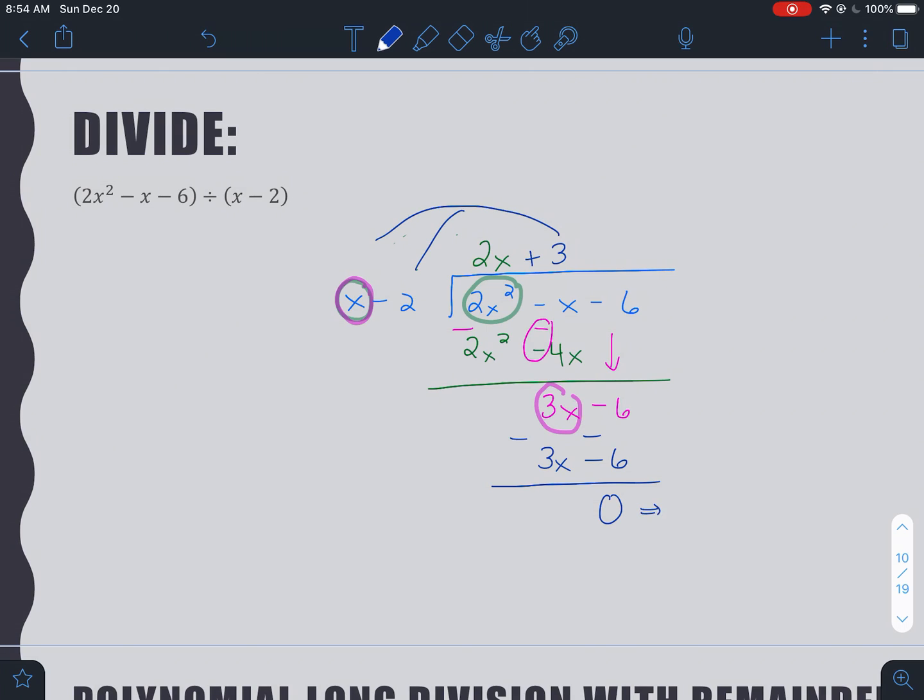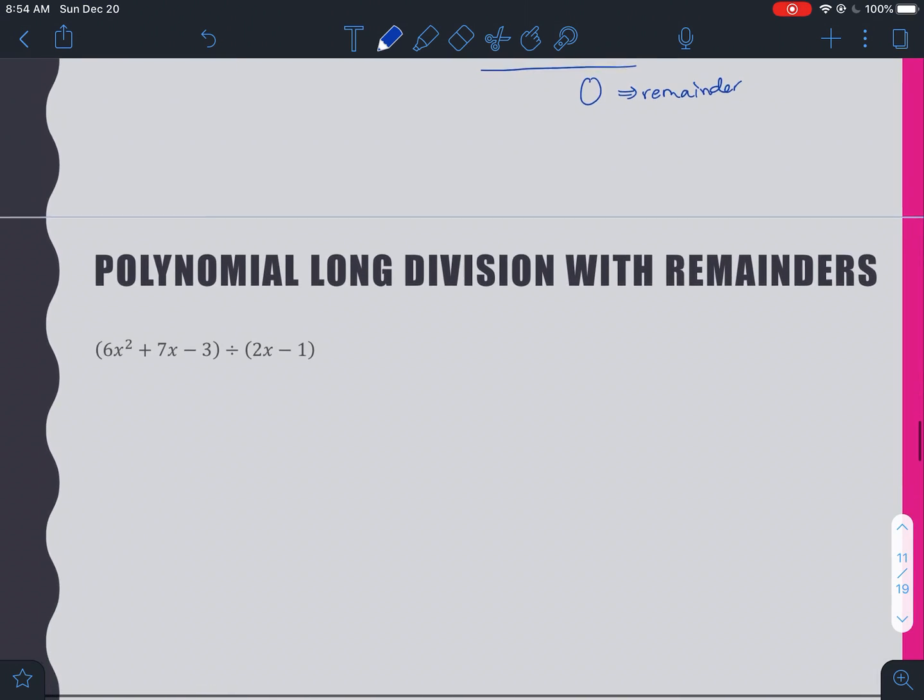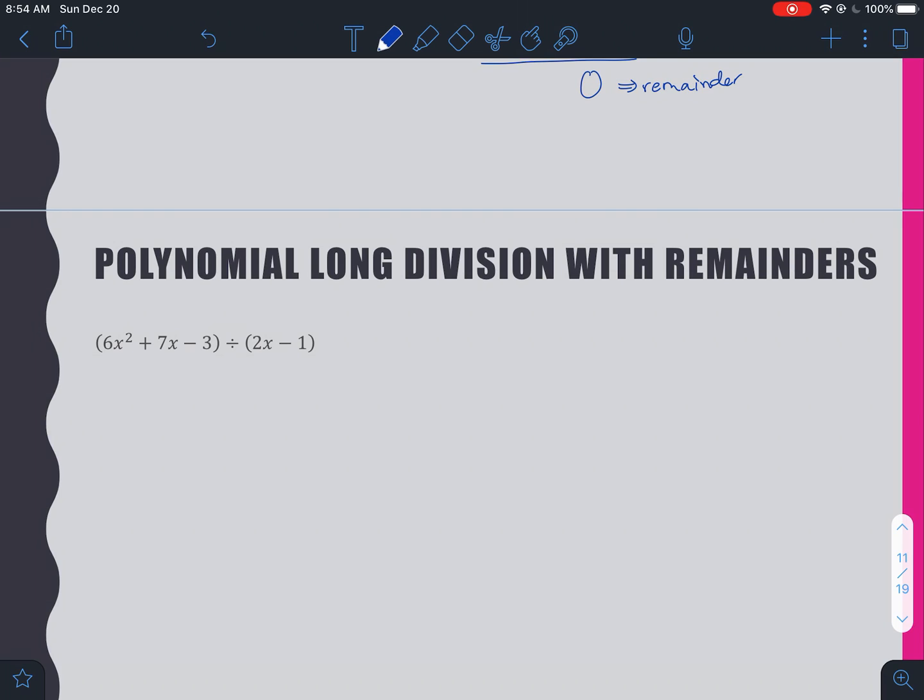Then subtract going down. 3x minus 3x is 0. Negative 6 minus negative 6 is also 0. So again, that's my remainder. So if I took 2x squared minus x minus 6 and I divided by x minus 2, I get 2x plus 3.